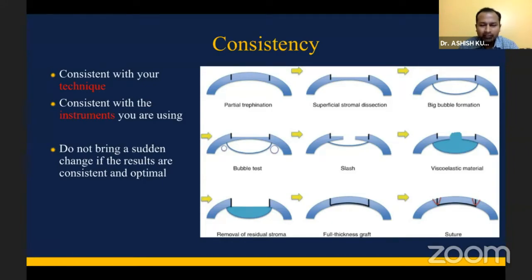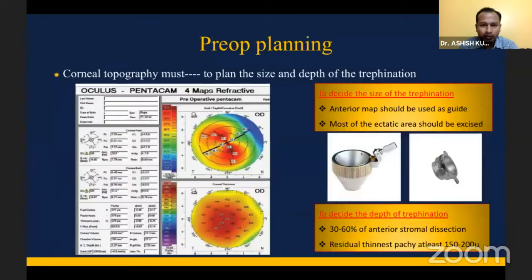So pre-op planning, as mentioned by Soham, is very important, to decide the size of the trepanation and the depth of the trepanation. You should plan to cover as much of the ectatic area of the cornea as possible. Usually the size varies from 8.25 to 8.5. Look at the thickness on the pachy map, at the central pachy and the peripheral pachy both.